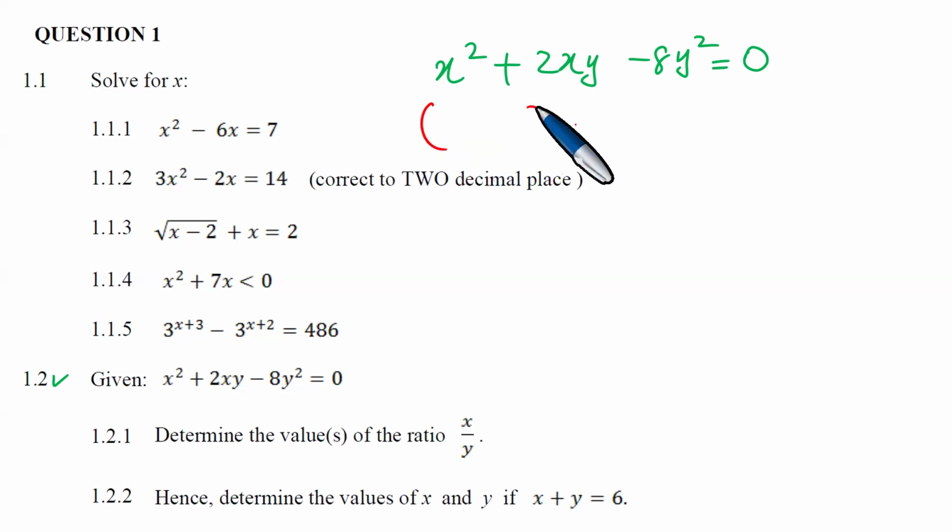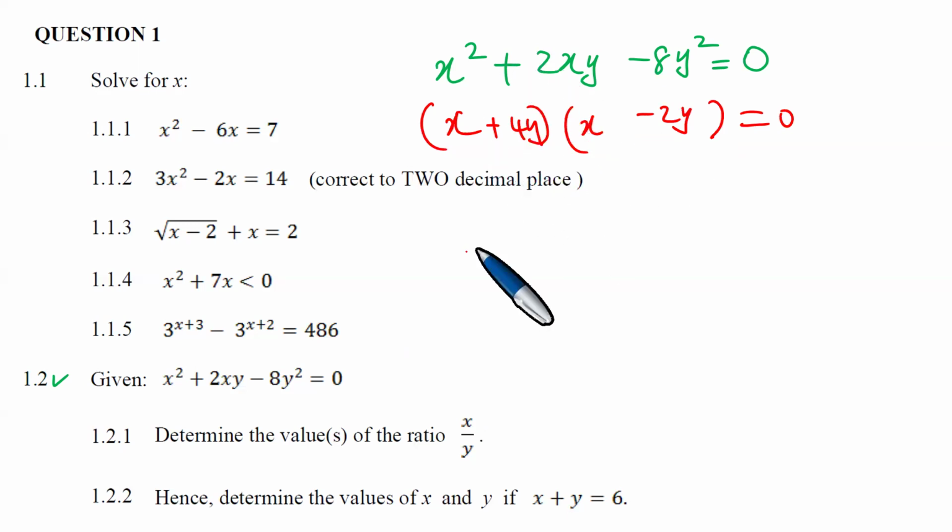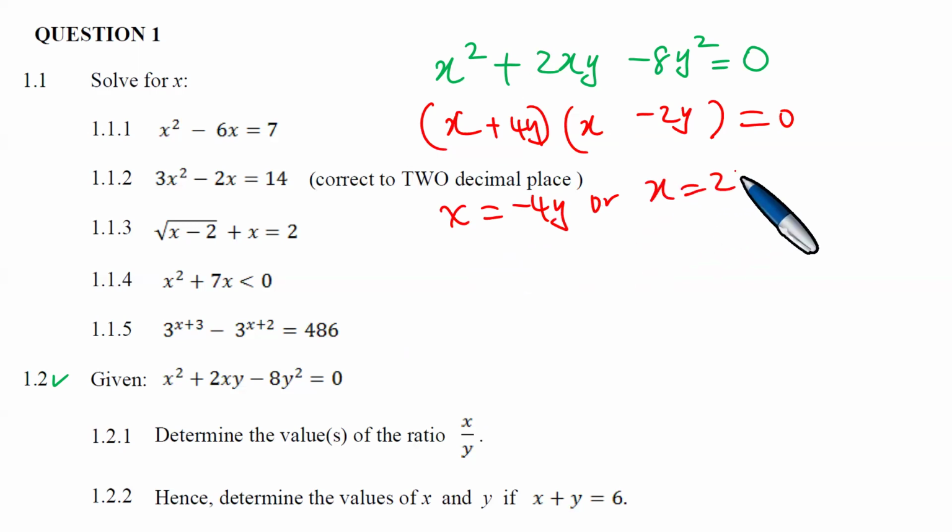Good. One way to simplify this is to factorize it. What are the factors of x squared? x and x. What are the factors of minus 8y squared that give 2xy? 4 and 2. Well done. So there's a 4y, and then a minus 2y. Because 4 is bigger, it must be positive, so we have a plus there. And at this point, it means that x is minus 4y, or x equals 2y.